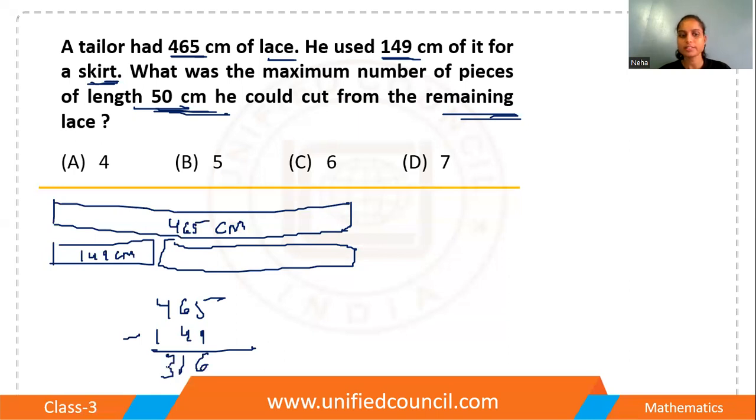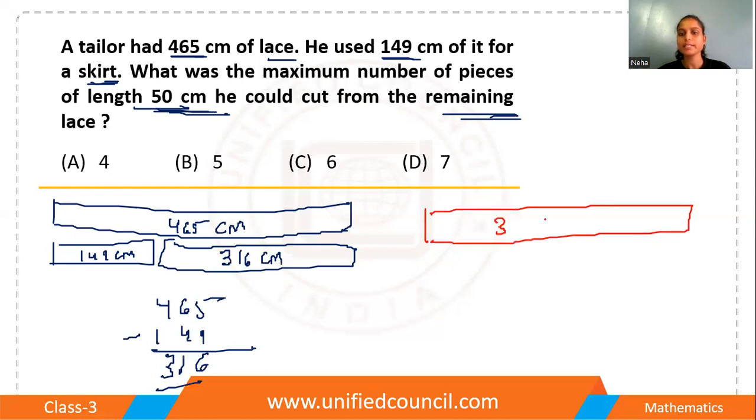So this is 316. This is 316. The remaining one is nothing but 316 centimeters. Now, the next thing comes into the picture: I have 316 centimeters of lace and I have to cut small pieces of 50 centimeters. So how many pieces can I cut?